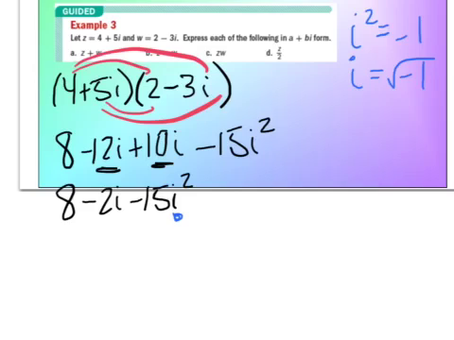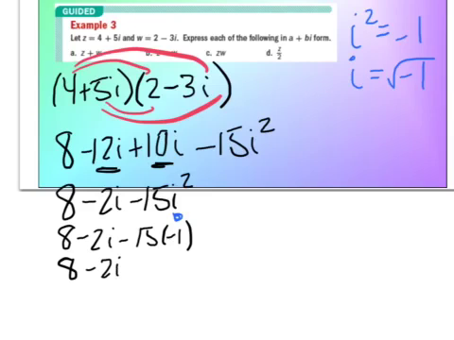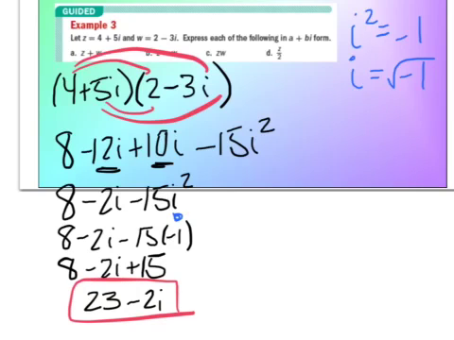In doing so, we're going to get this: 15 times -1. This is really 8 minus 2i plus 15. 8 and 15 are real numbers that should be combined together. So the new complex number is 23 minus 2i, and that is what happens when you multiply these two together.